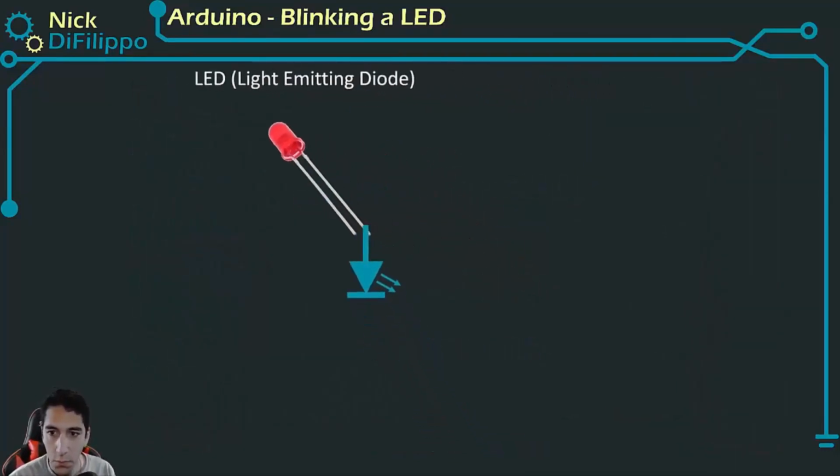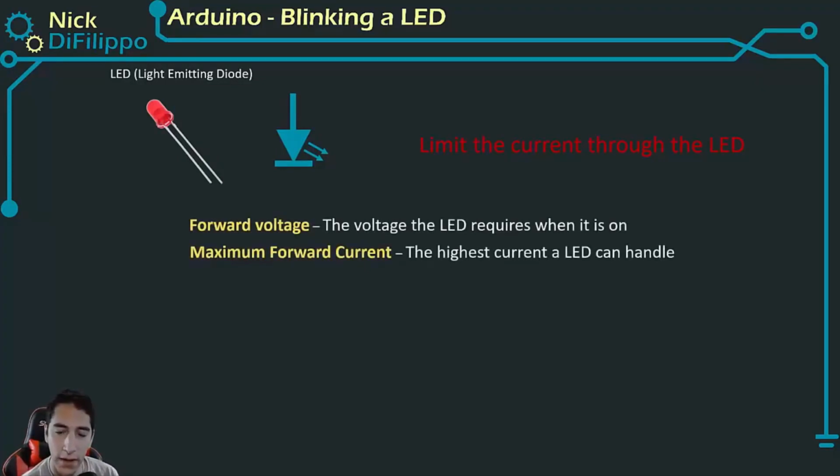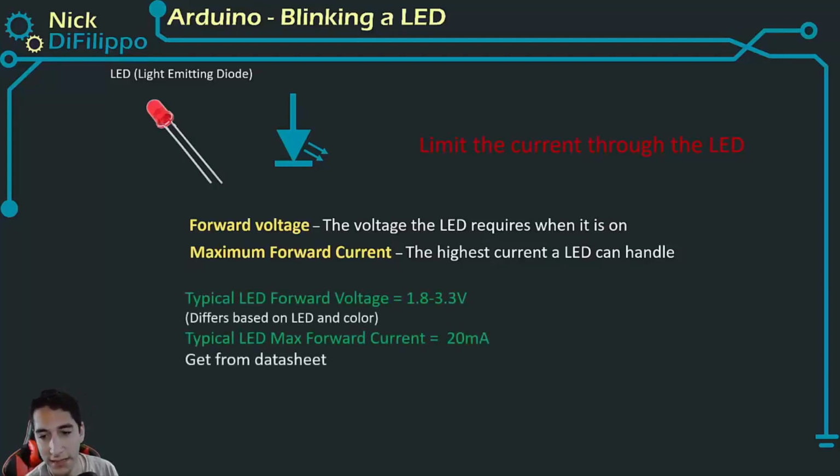With this LED, we typically want to limit the current that's going through it. Too much current is bad and you'll burn out the LED. We need to look at a couple of terms. The first term is the forward voltage. The forward voltage is the voltage over the LED when the LED is on. The second term is the maximum forward current. The maximum forward current is the highest current that the LED can handle before it might burn out. You're going to get both of these from data sheets. Your typical LED forward voltage can be between maybe 1.8 and 3.3 volts.